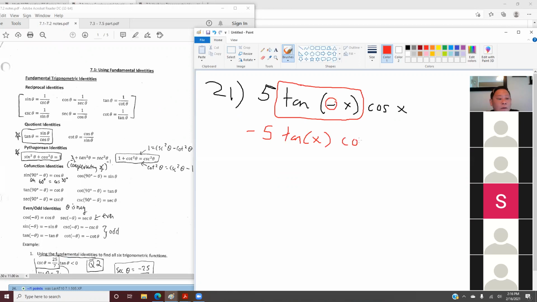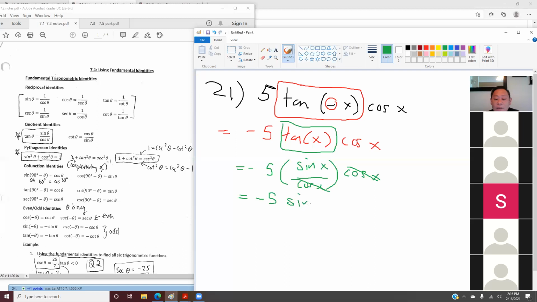So the is gone. All right, next, what can we do next? Quotient. Quotient, yes, we will apply quotient here because tangent x can be replaced by what? Quotient of tangent x is what? Sine over cosine. And then the cosine is there. And what happens to cosine and cosine? They will cancel out. So what's your answer in this case? Negative 5 sine x.